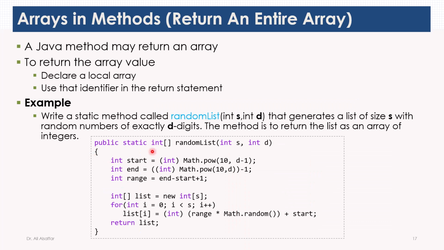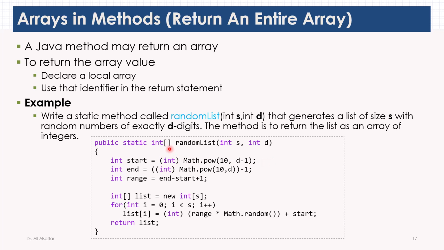Here is the implementation of the method. It is public static, and this is how you define a method that returns an array. In the return type, you declare it exactly the same way as you declare an array in a program. How does this method generate random numbers of exactly d digits? We specify start, as we explained by this equation, 10 raised to power d minus 1 for the minimum. And for the maximum, which is end, it is specified by 10 raised to power d, minus 1. Now power returns double, so we have to typecast it.